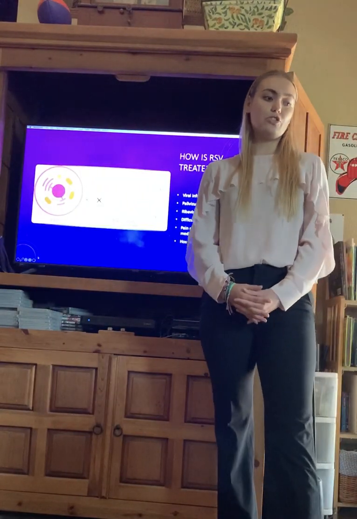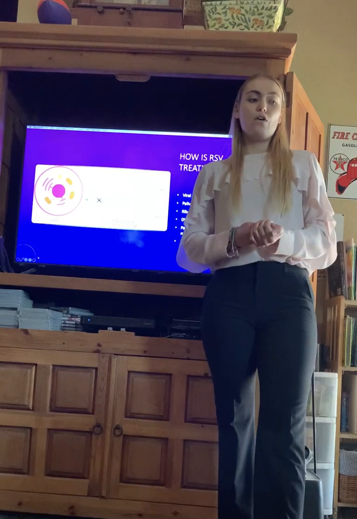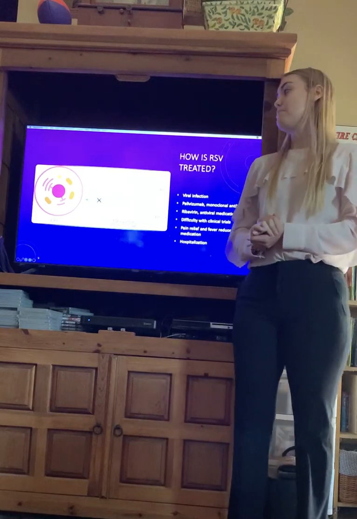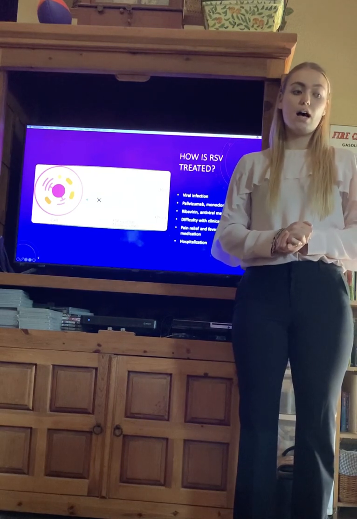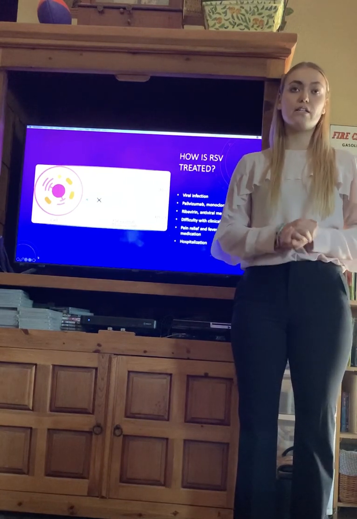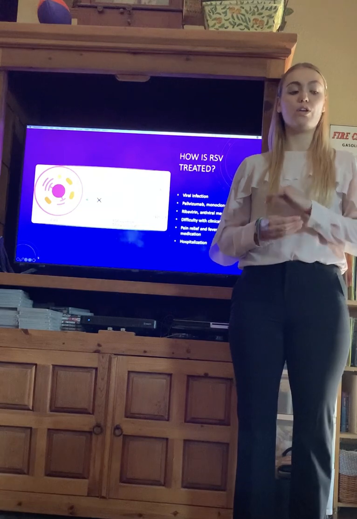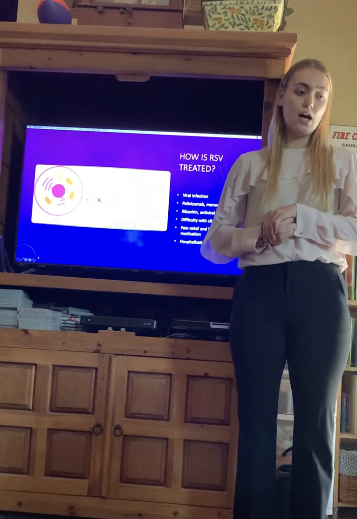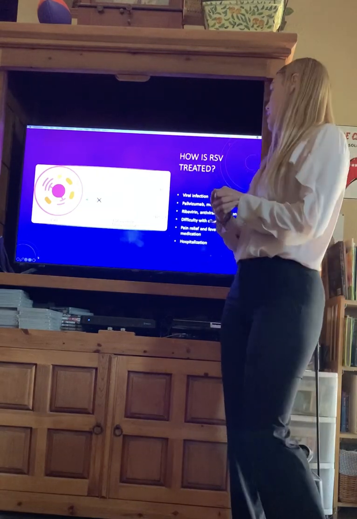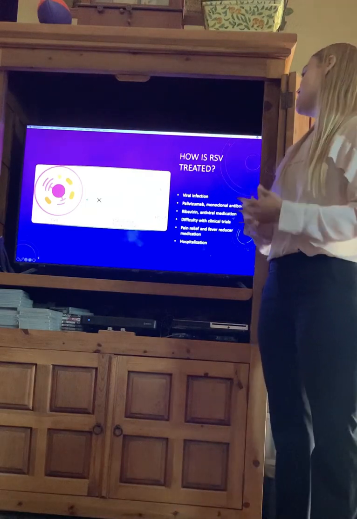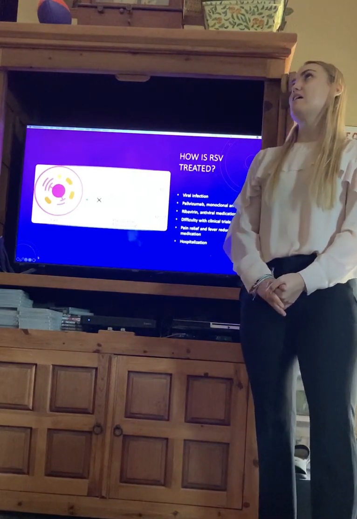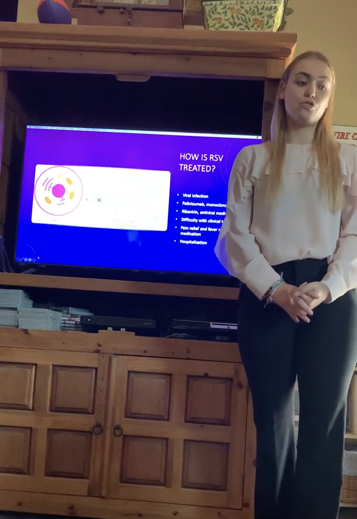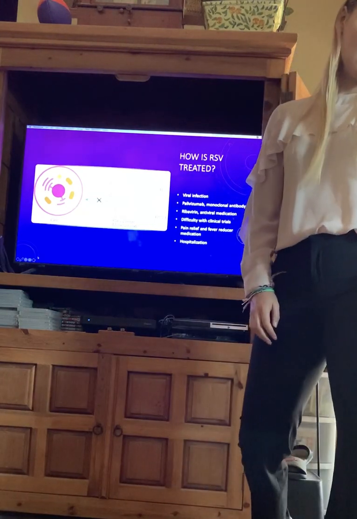So how is RSV treated? As of right now, RSV is so prominent because there isn't a true vaccine for RSV. Of course, since it is a viral infection, antibiotics will not work in treatment. But as of right now, palivizumab is a monoclonal antibody that is the most effective at the moment in treating the virus.